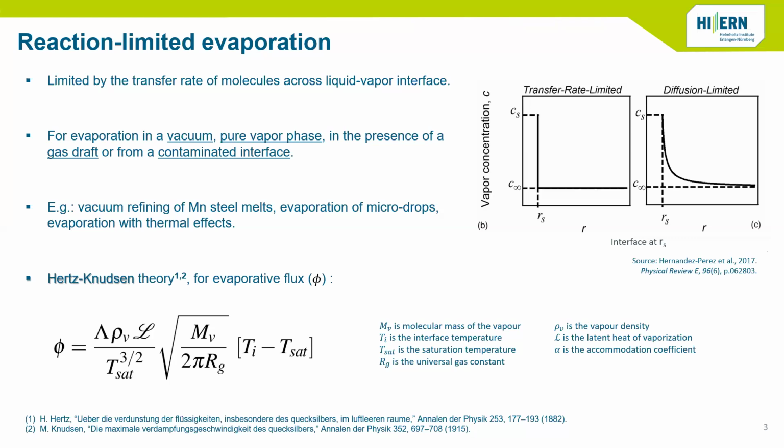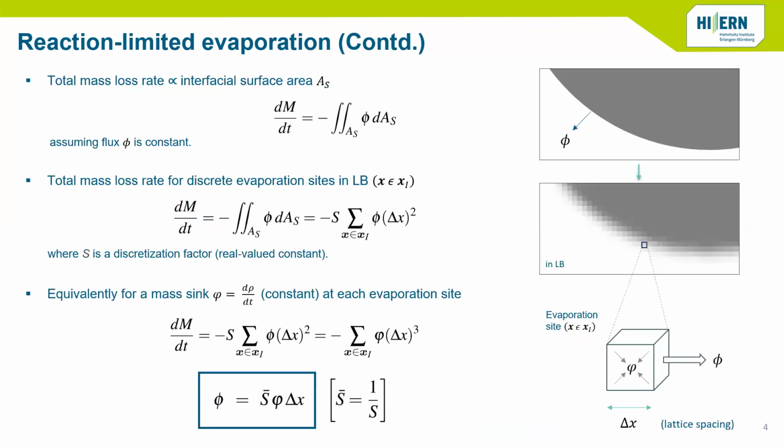You can use something like the Hertz-Knudsen theory. This is based on the kinetic theory to model the evaporative flux in reaction limited evaporation. And this has been used successfully in both experimental and theoretical studies to model this flux for the past many, many decades. So for a given surface and an evaporative flux, the total mass loss rate in reaction limited evaporation is proportional to the surface area. Here, the flux phi I'm assuming to be a constant, right?